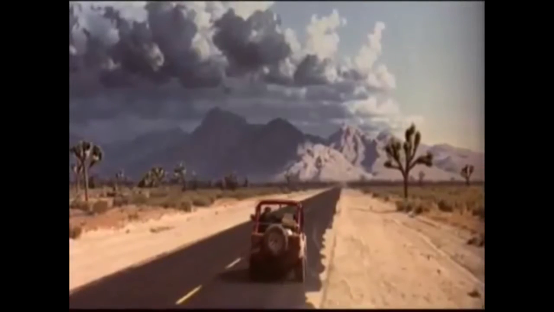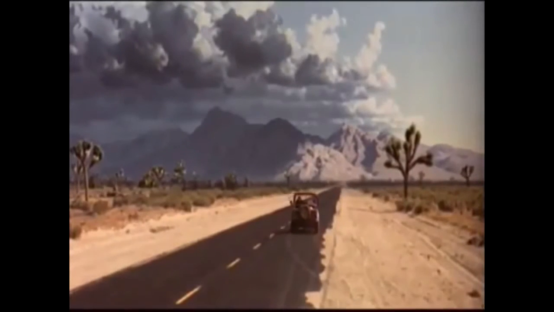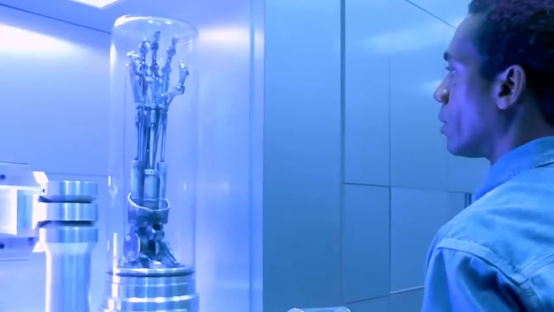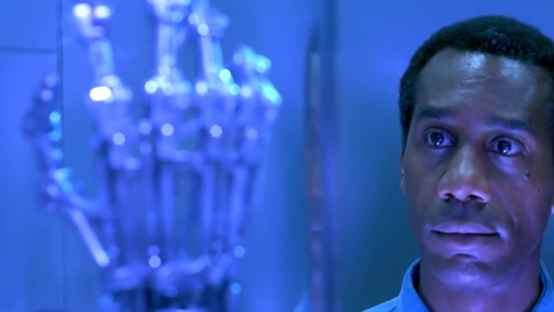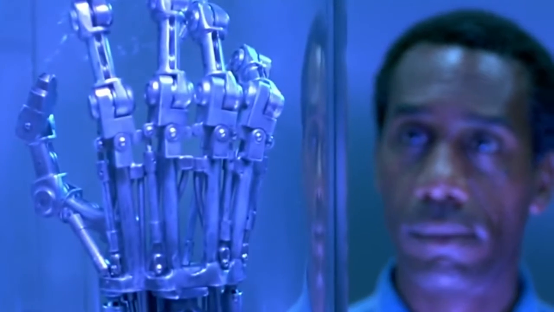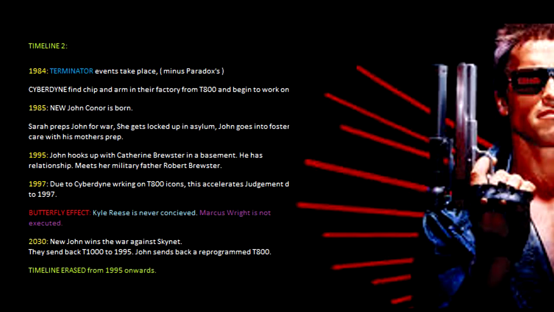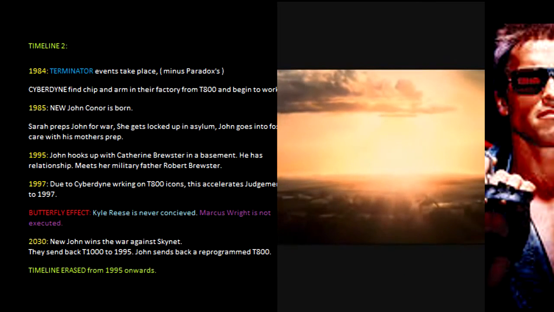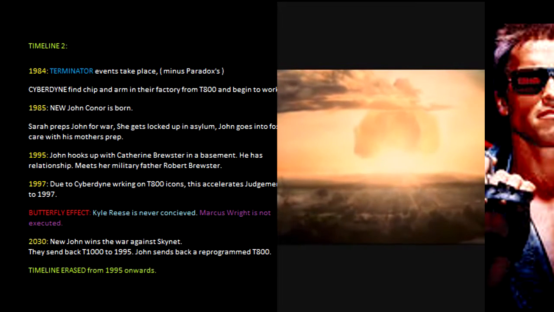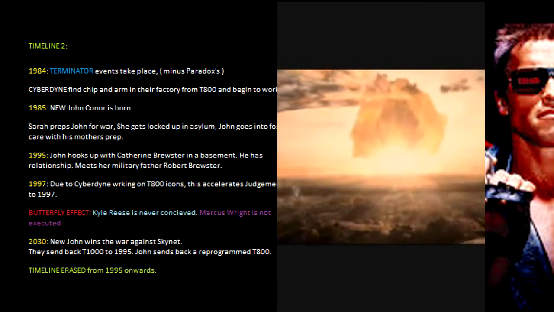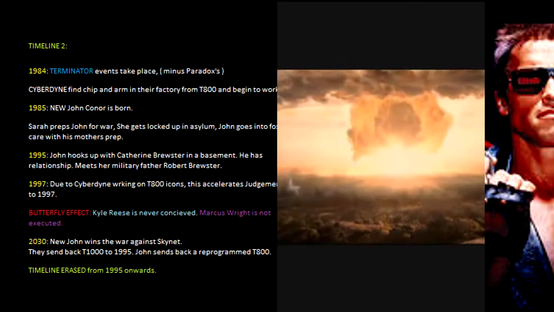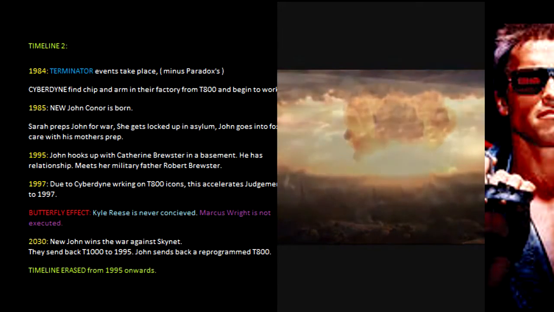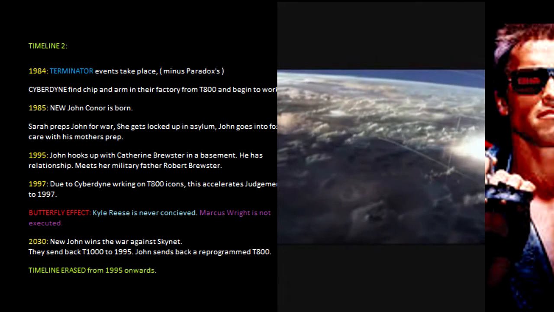So after the events of T1, the T-800's arm and chip were left behind in Cyberdyne Systems, who then began doing work based off these icons. Due to this, Skynet is created earlier than it was in the original timeline and comes online earlier, and Judgment Day now occurs in 1997. This would cause a huge ripple effect. So although in the original timeline Kyle Reese was conceived in 2003, the circumstances around this year would have now changed drastically. So more than likely Kyle Reese does not exist in this timeline due to an early Judgment Day preventing his birth.